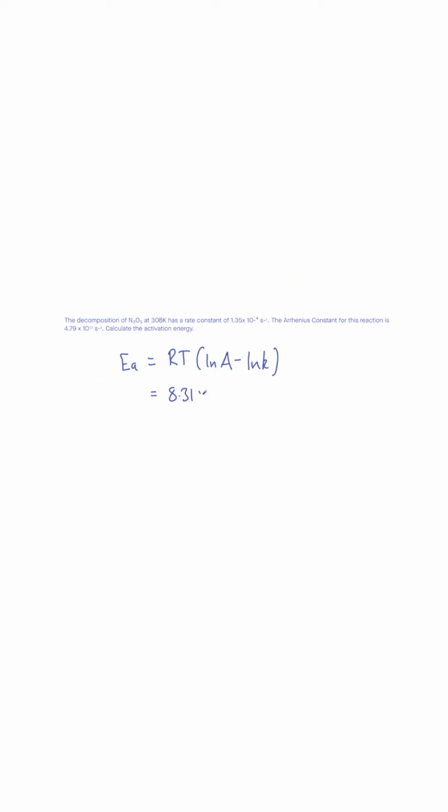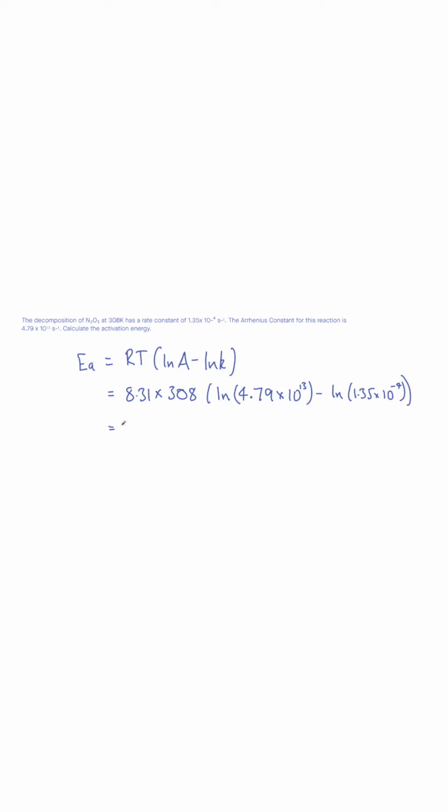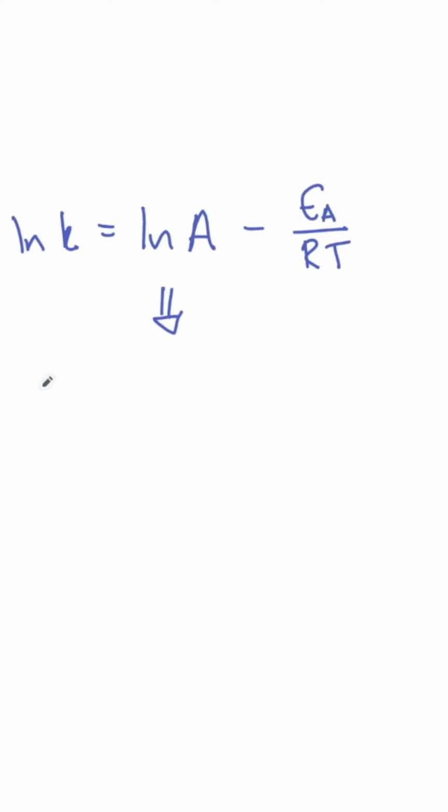You can now sub in the values that are given in the question. So that gives 8.31 times 308 Kelvin, brackets ln 4.7 times 10 to the 13 minus ln 1.35 times 10 to the minus 4. And that gives a value of 103,429 joules per mole.